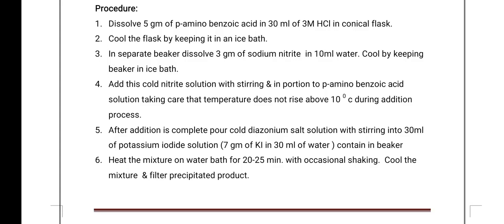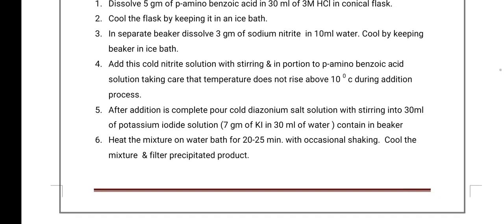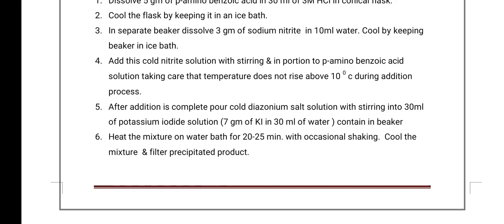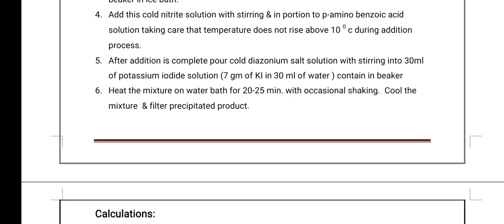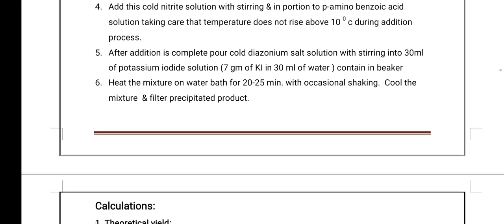Okay, now we have to maintain the temperature up to 10 degrees Celsius during the addition, and after addition there is a formation of the cold diazonium salt. We have to stir it continuously, then add 30 ml of potassium iodide solution. Now this is the conversion of diazonium salt to the iodide compound, with continuous shaking for 20 to 25 minutes. After cooling it, there is a formation of the precipitate. We have to filter it and dry it in the oven.